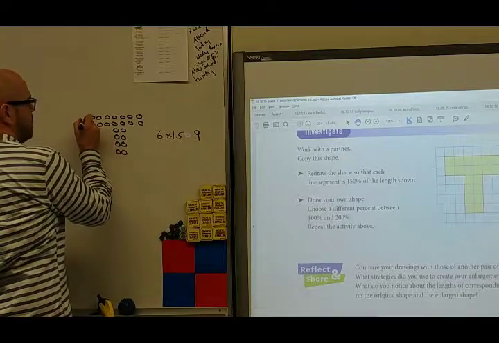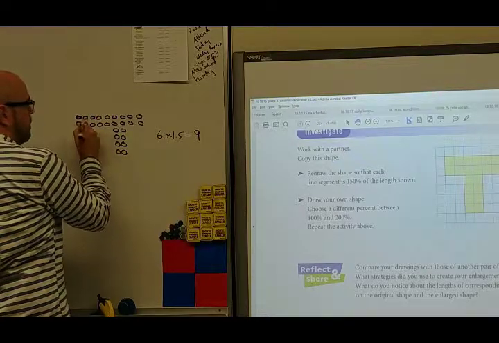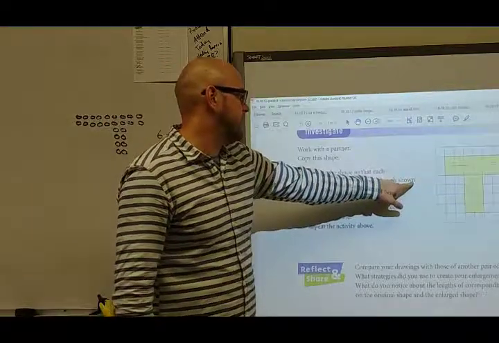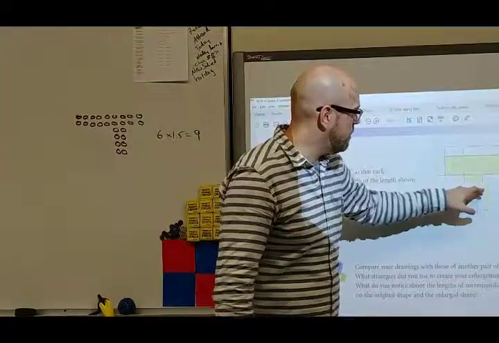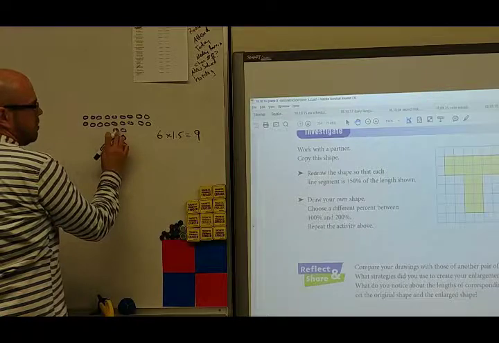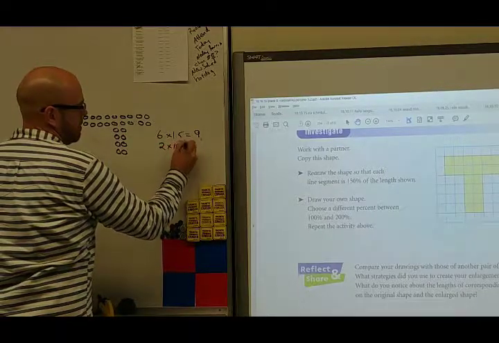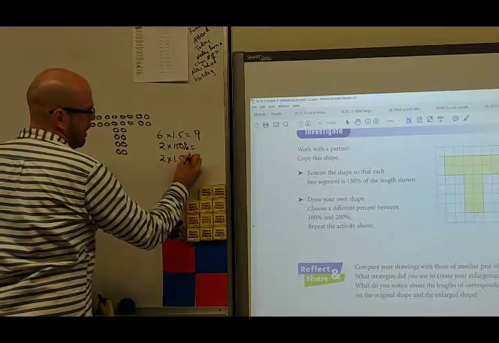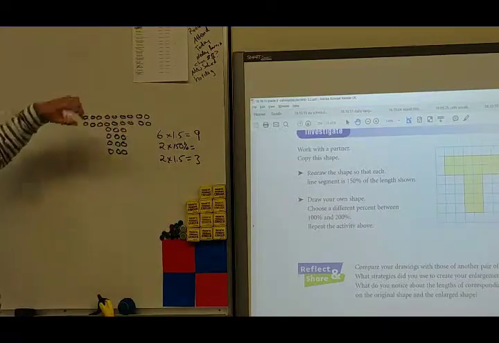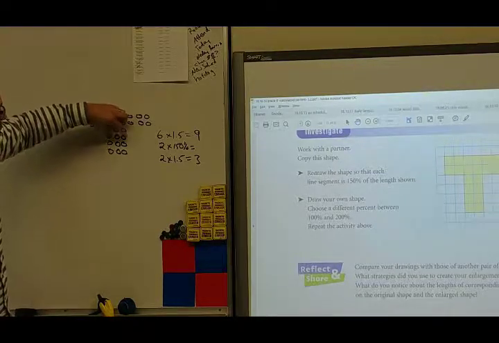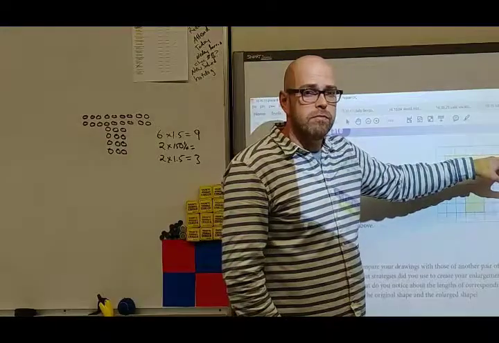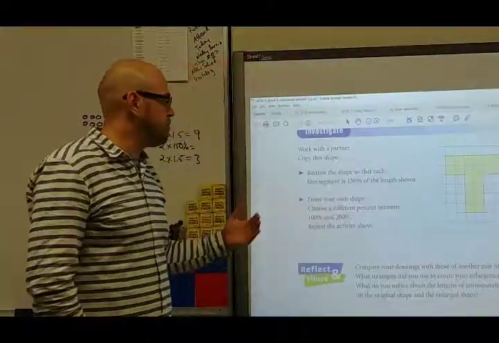But now it says I should extend this so that each line segment is 150% of what is shown. Each one is a line segment. So what I'm going to do is this. These lines are 2. Well, 2 times 150%, or 2 times 1.5 equals 3. So I've now extended each line segment to 150% of what it was. It was 6, now it's 9. And that's what I would get. So all we're doing is taking each number and timesing it by 1.5, or 150%. And we'll get into more examples.